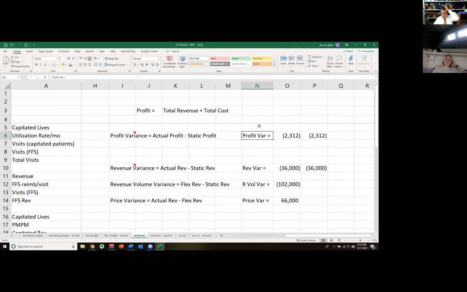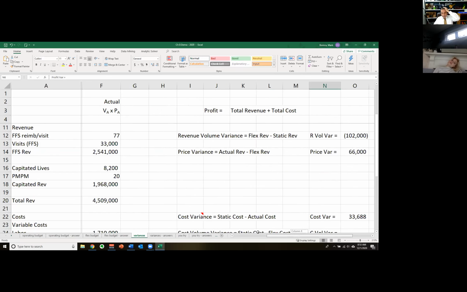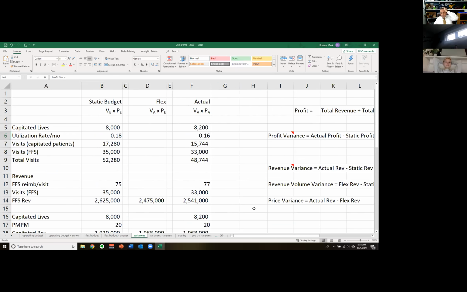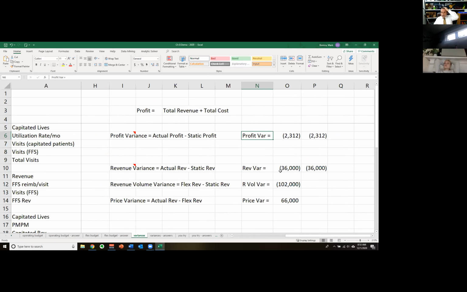So the first level variance, we're going to compare profit variance, right? That's the overall variance in profit. We thought we would have 417,000. We actually had 415,000. One of the common mistakes people make is, if I say, explain profit variance to me, you had a negative 2,300 profit variance. What does that mean? One of the most common errors I get is, oh, they had a loss of 2,300.